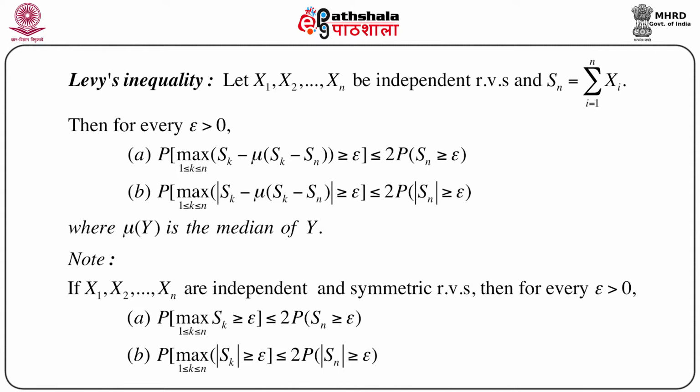Now if we consider x1, x2, ..., xn, which are all independent random variables, but also symmetric random variables, then for every epsilon greater than 0, we can immediately say that the probability of the maximum of xk, k between 1 and n, greater than or equal to epsilon is less than or equal to twice the probability of sn greater than or equal to epsilon, and similarly the probability of the maximum over 1 less than or equal to k less than or equal to n of the modulus of sk greater than or equal to epsilon is less than or equal to the probability of the modulus of Sn greater than or equal to epsilon.